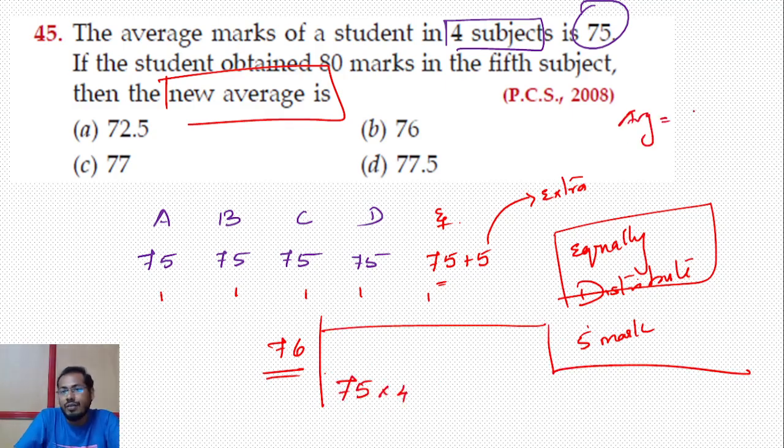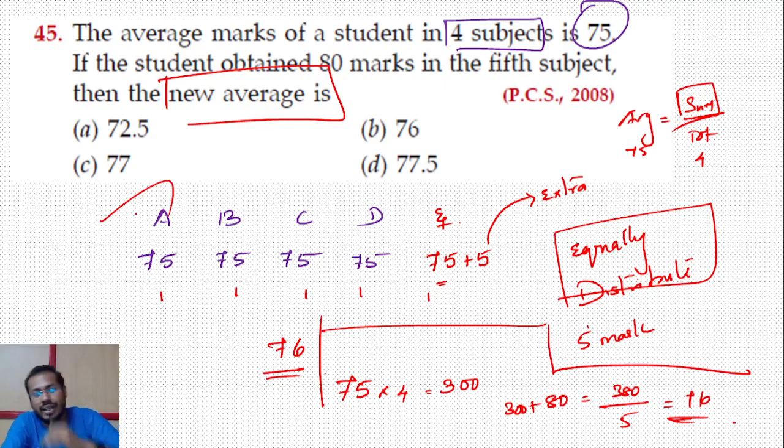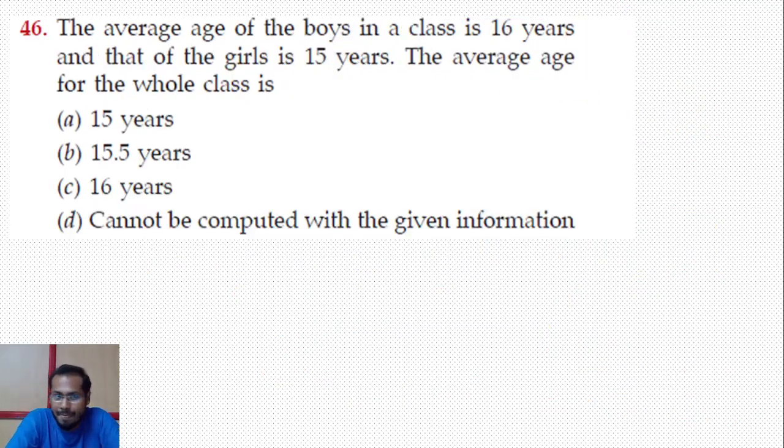Average is equal to sum of all the elements by total number of elements, right? Total is 4 subject, average is 75. So take the sum, 75 into 4. So 75 into 4 is 300. So now the 5th subject he got 80. So 300 plus 80, that is 380. 380 divided by 5 is the answer, that is 76. புரிஞ்சுங்களா? So this is how we need to find answer. But when you use this trick, it is easy for getting answer without using your pen and paper, right?